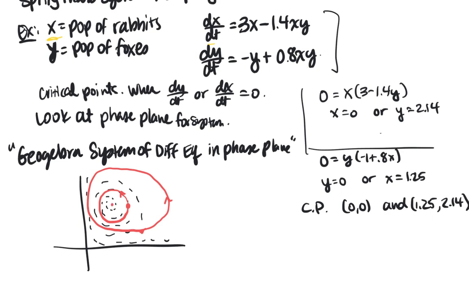But when you actually land at the point 1.25, 2.14, the phase plane is just that dot. And then also at 0, 0, there's another critical point. So you can see those two critical points showing up on the actual phase plane.